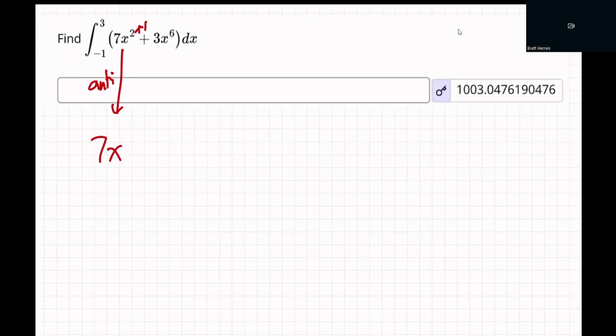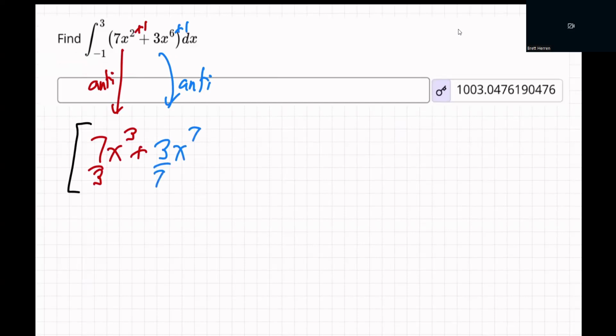You add 1 to the power. Instead of subtracting 1, you add 1, and then you divide by that number. Plus the antiderivative of the second part. Same thing. You add 1 to the power, and then divide by that instead of multiplying by it.